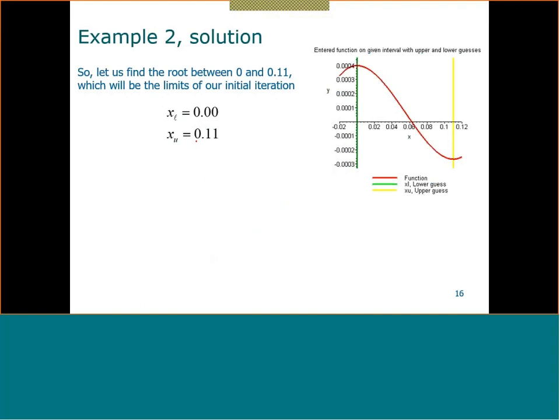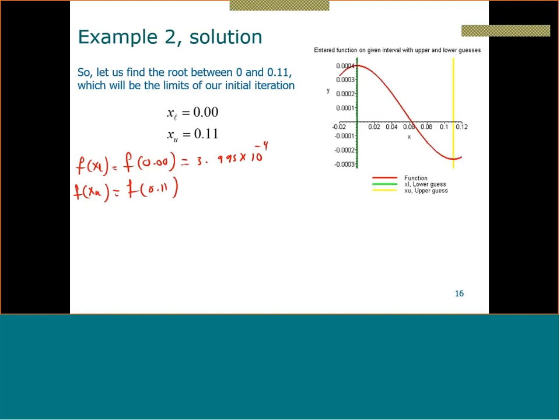Now it's very easy for me to see visually that a root does exist, but assume I don't see this graph. So I will find f of x_l, which is f of 0, and I will substitute in the previous function, and we'll find that this is equal to 3.993 times 10 to the minus 4, which is around 0.0004. Then I will find f at the upper limit, which is f of 0.11, and you'll find this is a negative number. It's equal to minus 2.662 times 10 to the minus 4.